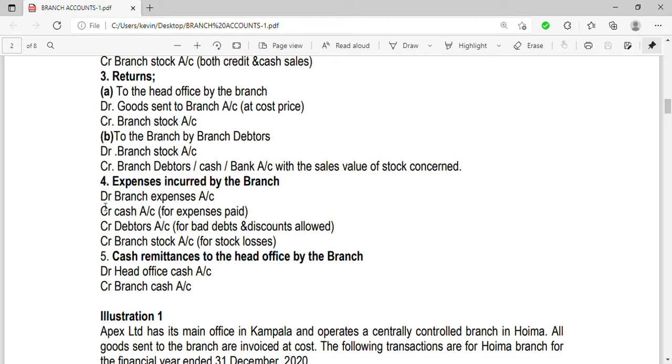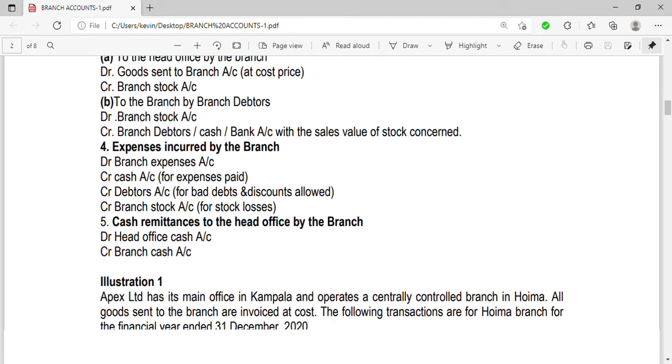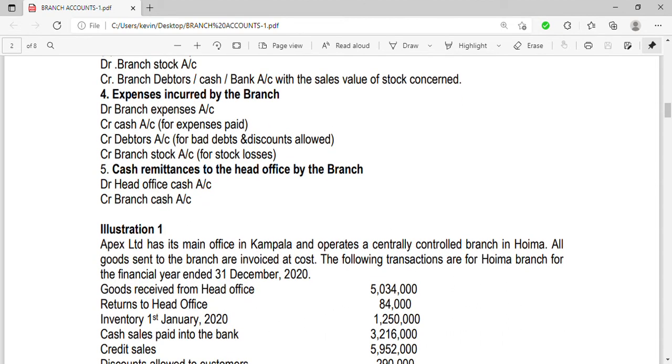Then in case of expenses incurred by the branch, we debit the branch expenses account. Expenses also increase by debiting and they reduce by crediting. So in case of expenses incurred by the branch, we debit the branch expenses account, then we credit the cash account for expenses paid. We credit the branch debtors account for bad debts and discounts allowed.